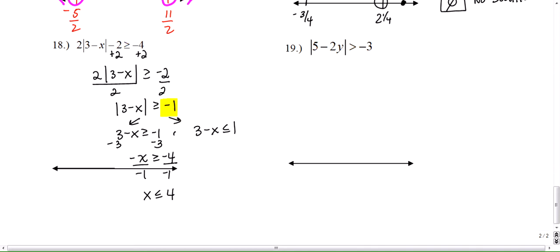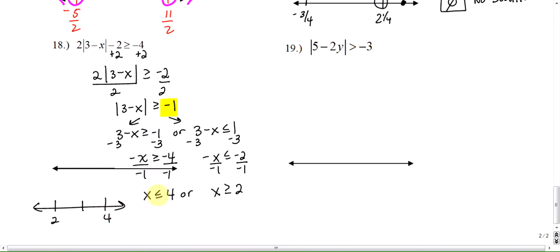And this was great or. And let's graph this and see if this works. I messed up my graph here. So here's 2, 3, 4. This is or, so it needs to be less than or equal to 4, or x is greater than or equal to 2.